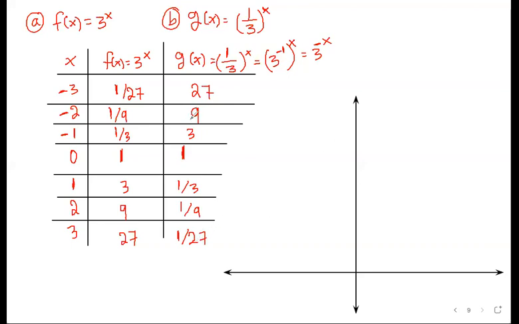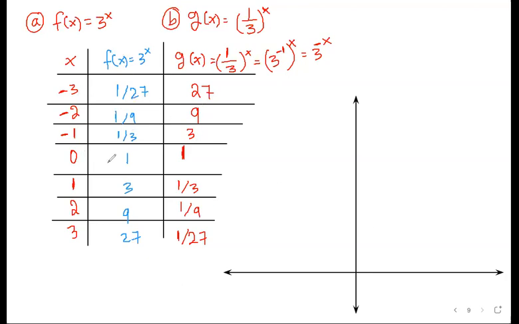To represent these points, I have to choose different colors. Let me make this one blue, and the other one red. Here f of x equal 3 to the x, with values 1 over 27, 1 over 9, 1 over 3, 1, 3, 9, 27. The blue color is the function f of x.